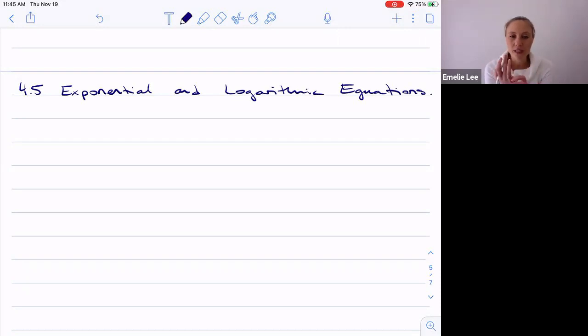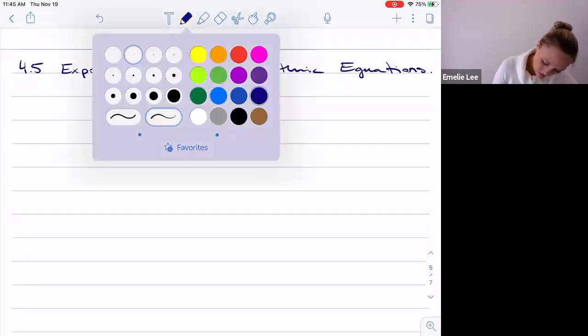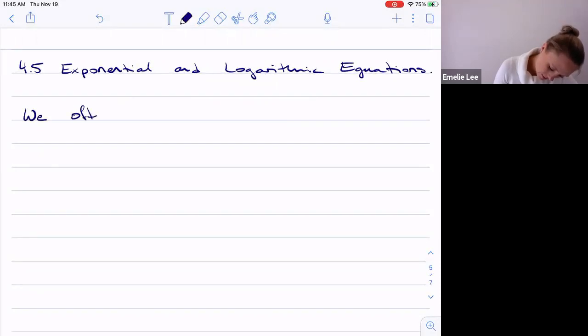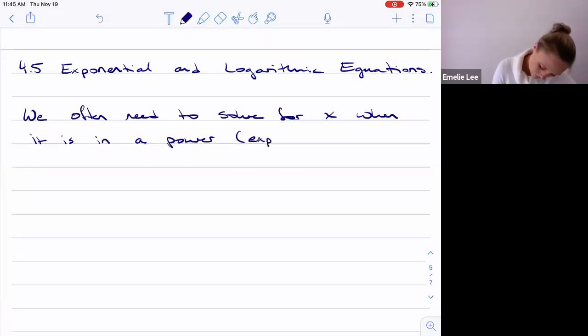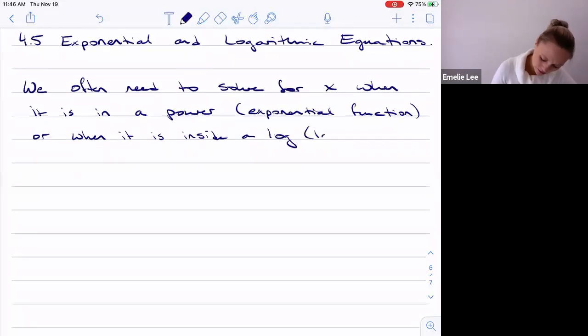So we often have to solve for x in the power, right? Or for x inside a log. Okay. We often need to solve for x when it is in a power. That's an exponential function. Or when it's inside a log, which is a logarithmic function.